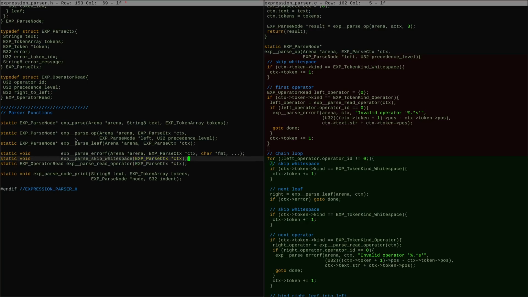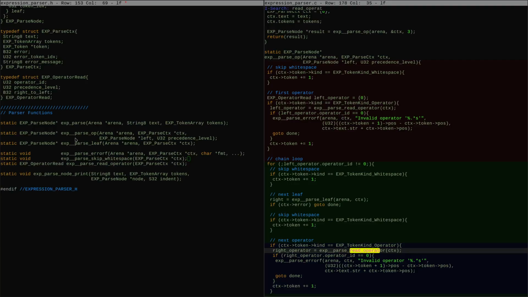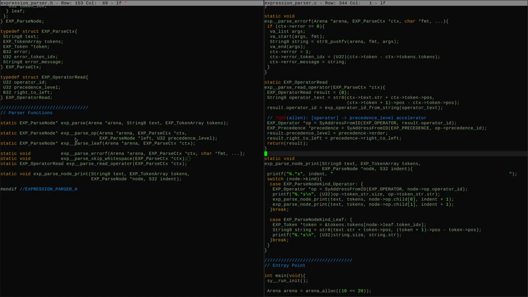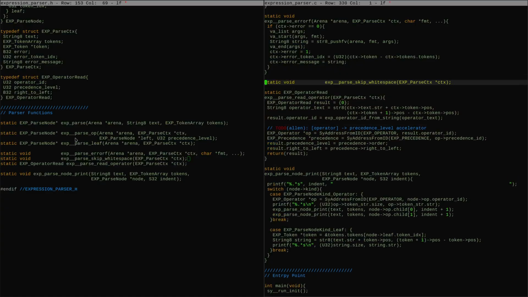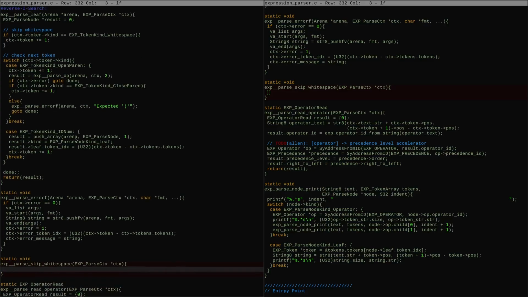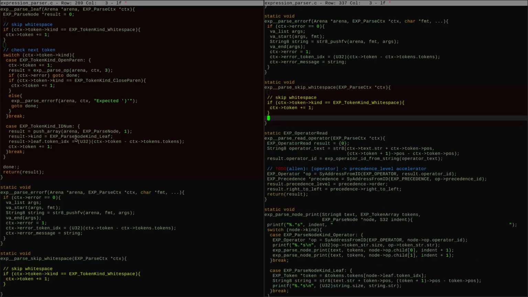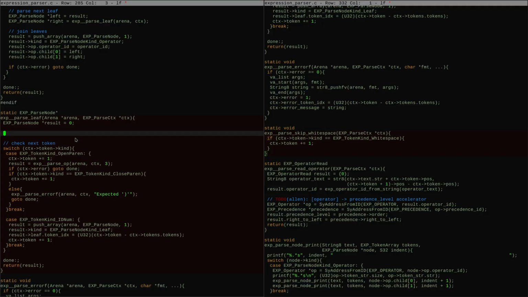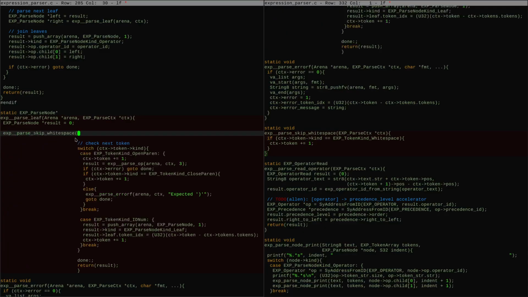I should have done something like this, just to help make everything a little easier to read all over the place. So skip white space becomes a little less annoying.